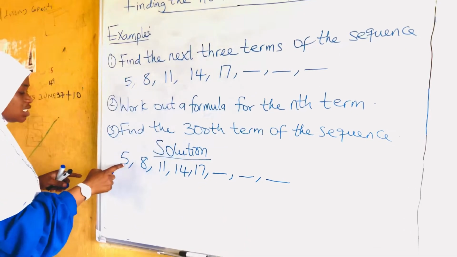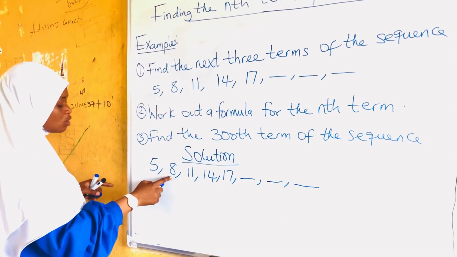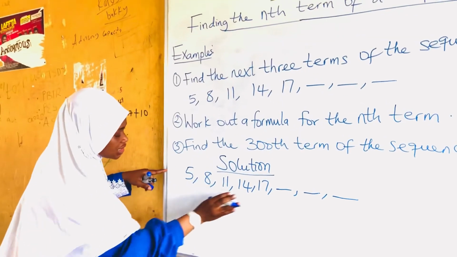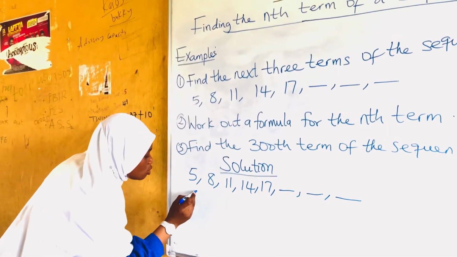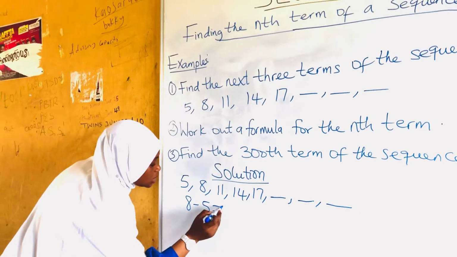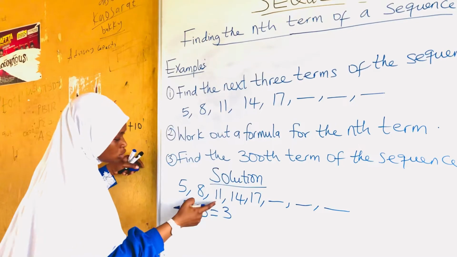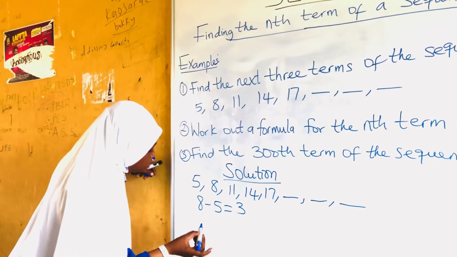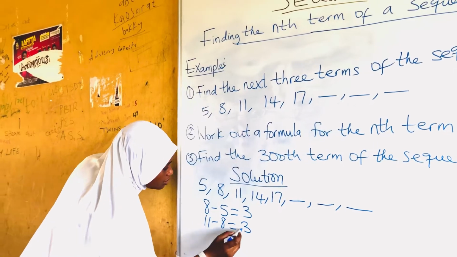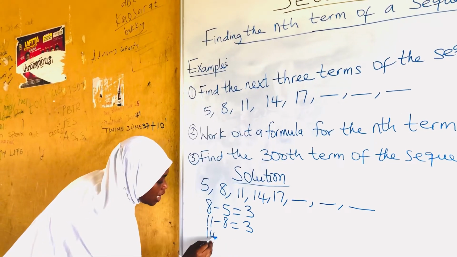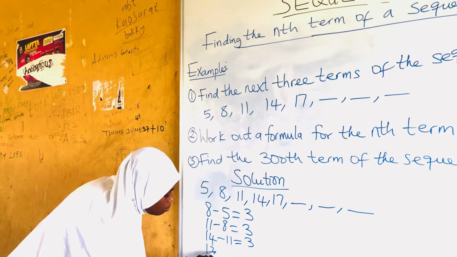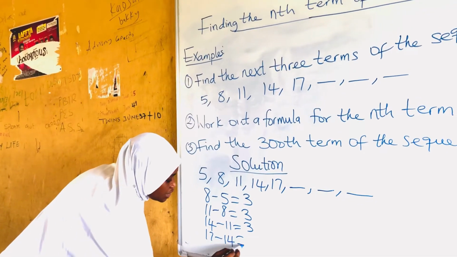Now, this is the first term, 5. The second term is 8. So the rule that governs this list of numbers is we can subtract: 8 minus 5 gives us 3. Do the same for the third term and second term as well. 11 minus 8 gives us 3. 14 minus 11 gives 3. 17 minus 14 gives 3.